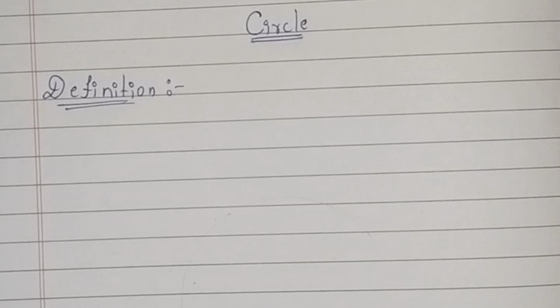We all know the basic definition of a circle. It is the set of all points in a plane that have the same distance from the center, or a fixed point, and that fixed point we say is the center of the circle. Okay, so let's write the definition of it.